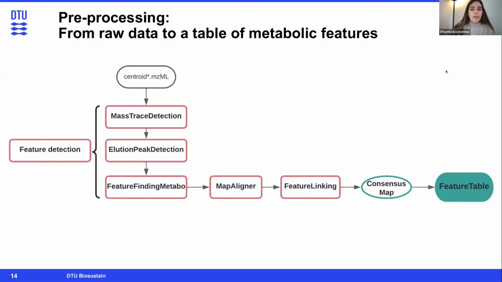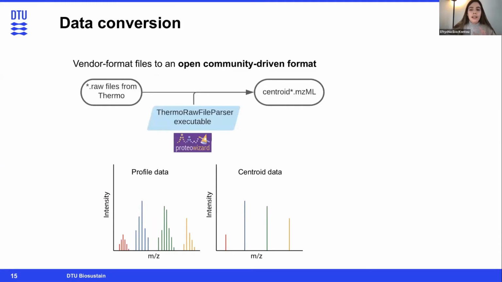So just to quickly mention the very initial part, the data conversion. Today you will be offered already converted mzML files, centroid mzML files. But in order to use OpenMS on your own with your vendor format files, you need to convert them to an open community-driven format, so mzML, as Axel already mentioned. And you can do that through ThermoRawFileParser or ProteoWizard. ProteoWizard is very popular, actually. And ThermoRawFileParser, you can, of course, use only if you use a Thermo instrument.